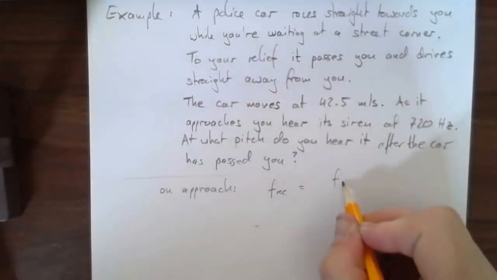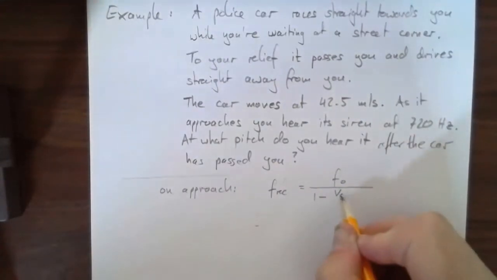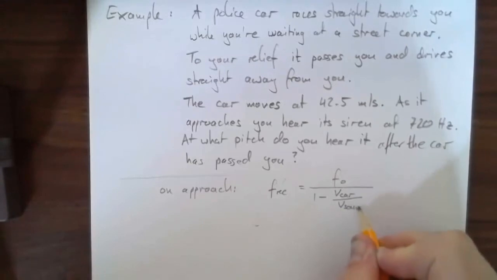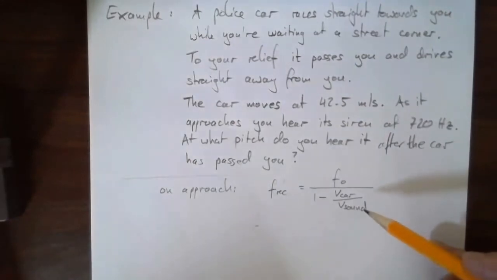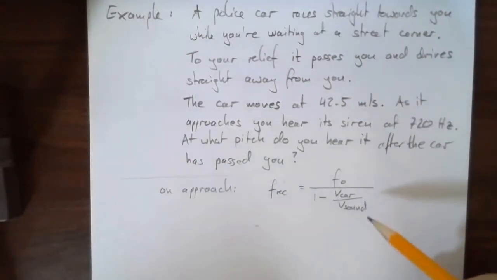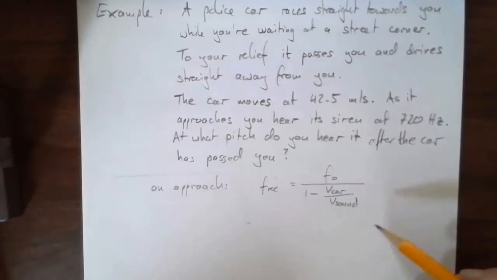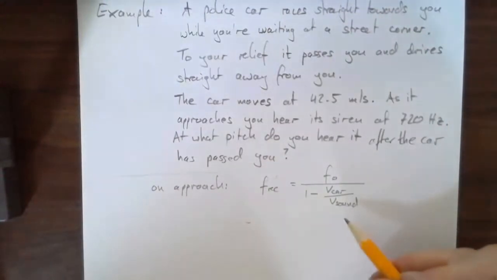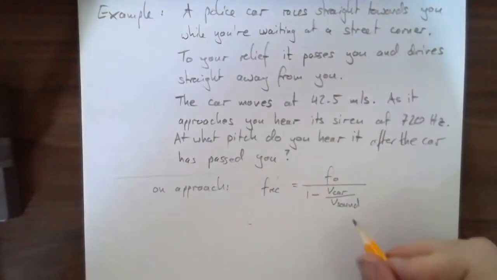It's going to be f0, the unknown, divided by 1 minus v of the source, the car, divided by the speed of sound. Of course, we have to know the speed of sound for this. In normal conditions, like in air at a pleasant temperature, 20 degrees C or so, it's about 340 meters per second. That's a useful number to remember. You don't have to remember it, I'm not going to ask you in an exam what the speed of sound is, you'd be given it, but it's useful to have handy for the back of the envelope daily life calculations that you might do over lunch.